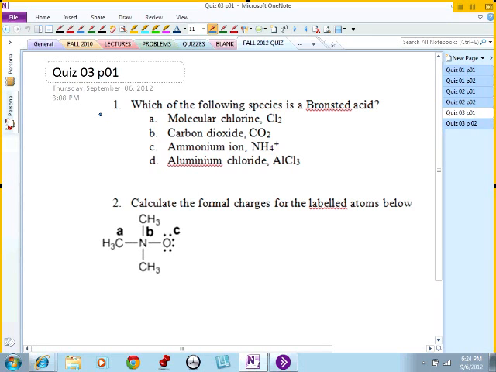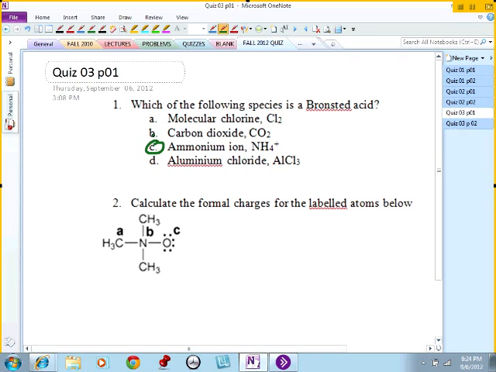Okay, what is the answer to that? Anybody? C. Did you say C? Yeah. Okay. C is correct. Why C? Because it has a proton to donate, right? This would be a Bronsted acid, right?